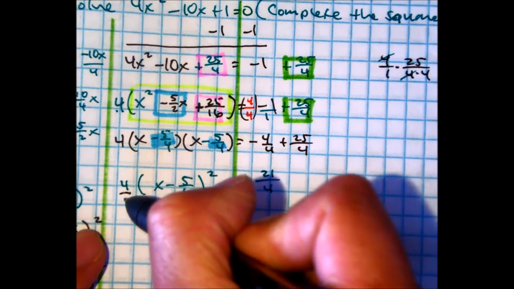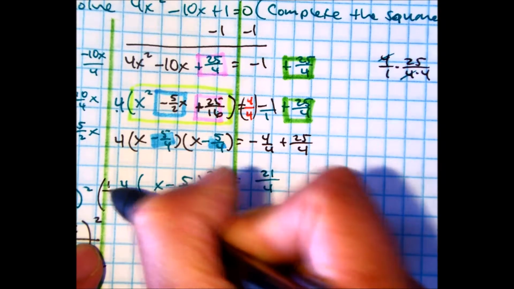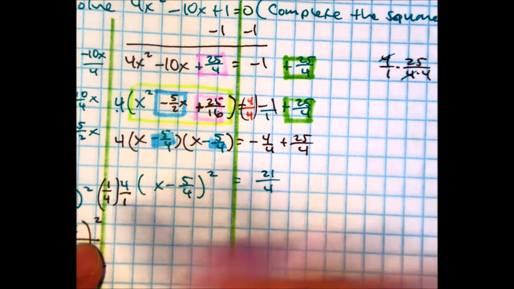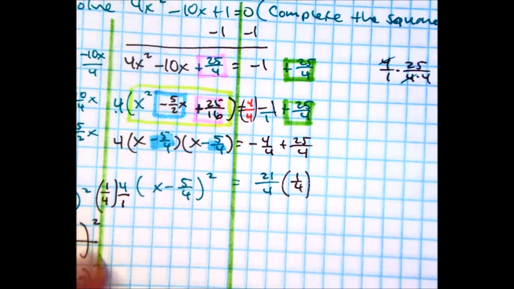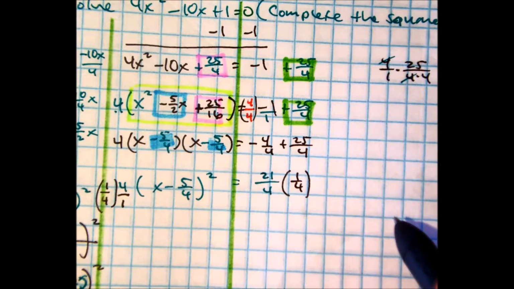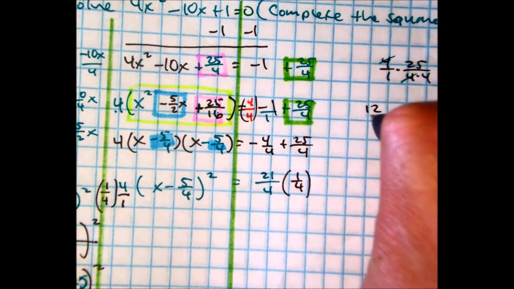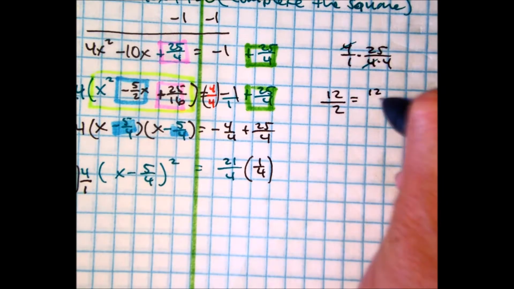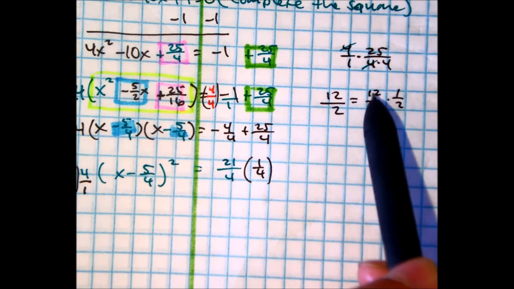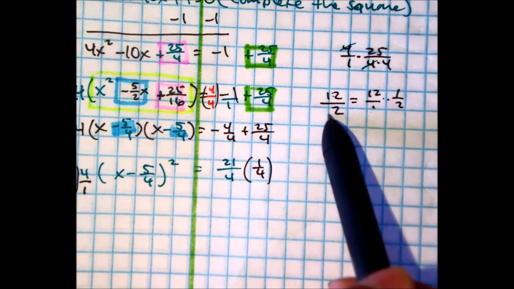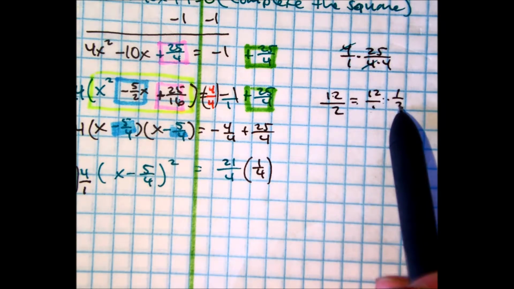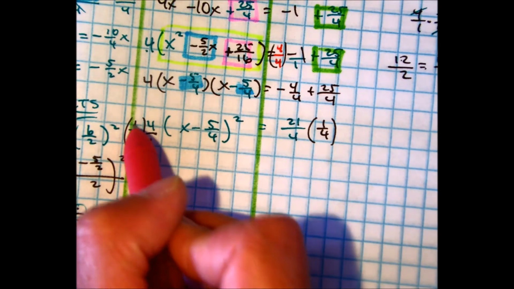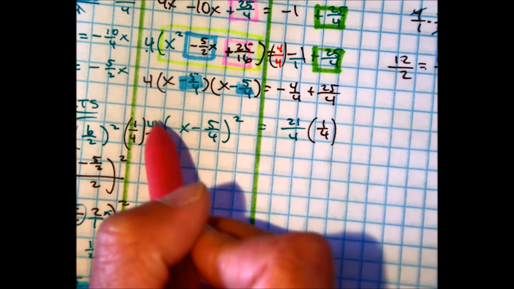Dividing by 4 is the same thing as multiplying by 1/4. Do you need me to do a quick explanation of that? Do I hear a yes? 12 divided by 2 is the same thing as 12 multiplied by 1/2. This is like a fraction lesson. Dividing by 2 is the same thing as multiplying by 1/2. In this problem, instead of dividing by 4, I'm multiplying by 1/4. Because when you multiply here, 4 times 1 is 4, and 4 over 4 is 1.